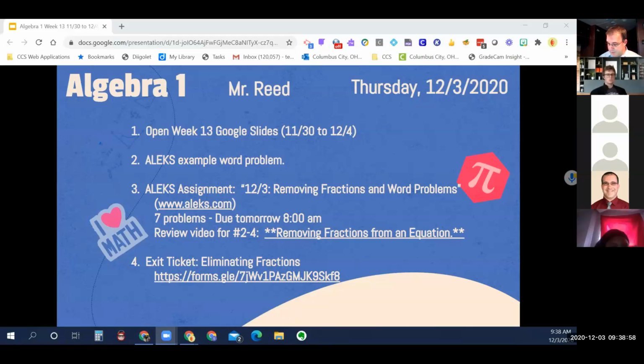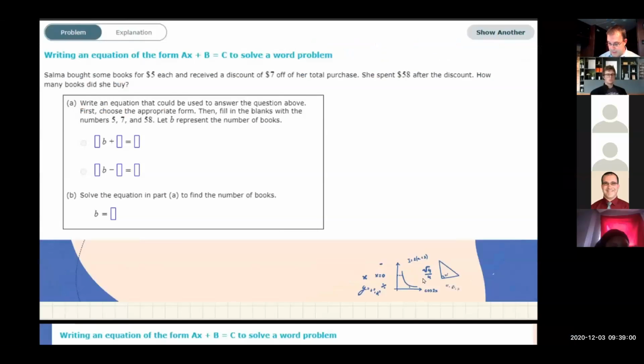All right, these are straight from Alex. And so just wanted to do a couple more. Hopefully it'll help us get more and more comfy with these particular types of word problems. So we see it's all about writing an equation in the form ax plus b equals c to solve a word problem. And let's just read through it and then we'll do some highlighting.